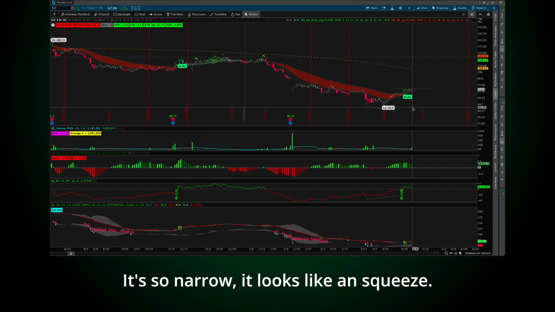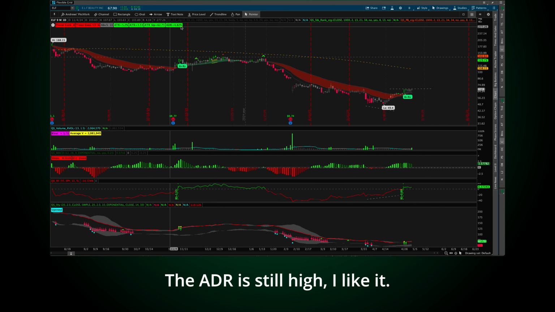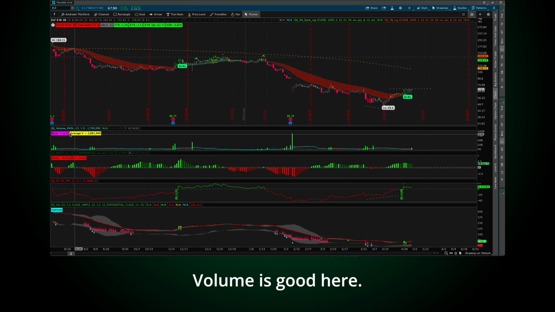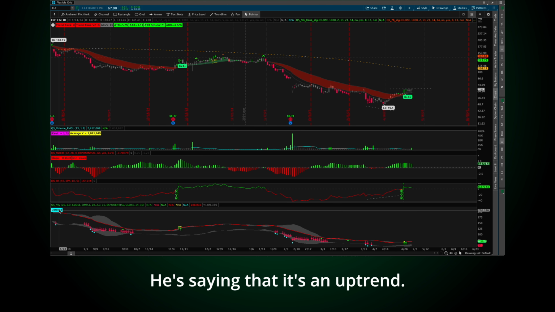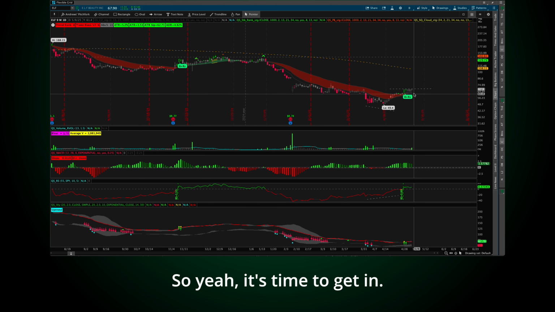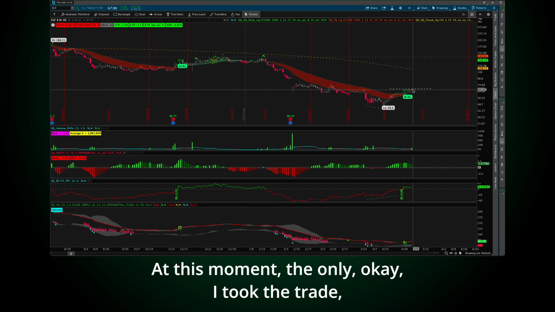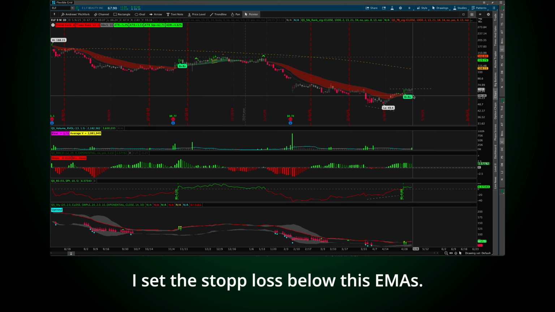And at this point, the consolidation looks so good, right? It's so narrow. It looks like a squeeze. The ADR is still high. I like it. Volume is good here. I have more indication in my volatility indicator. It's saying that it's an uptrend. So yeah, it's time to get in. At this moment, I took the trade. I set the stop loss below these EMAs.